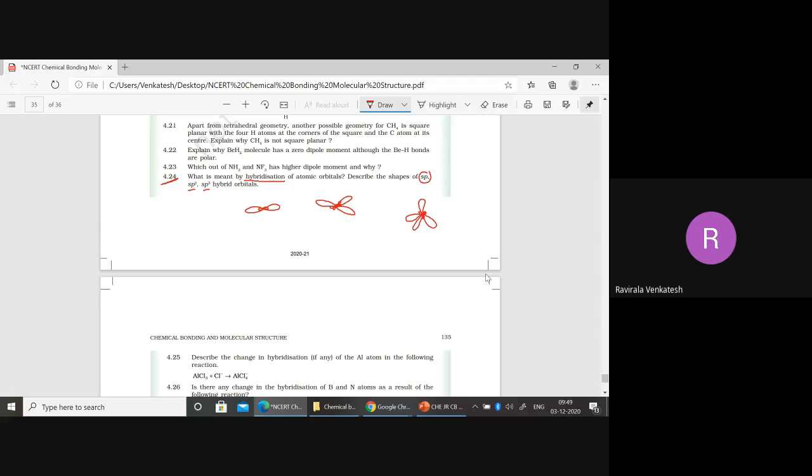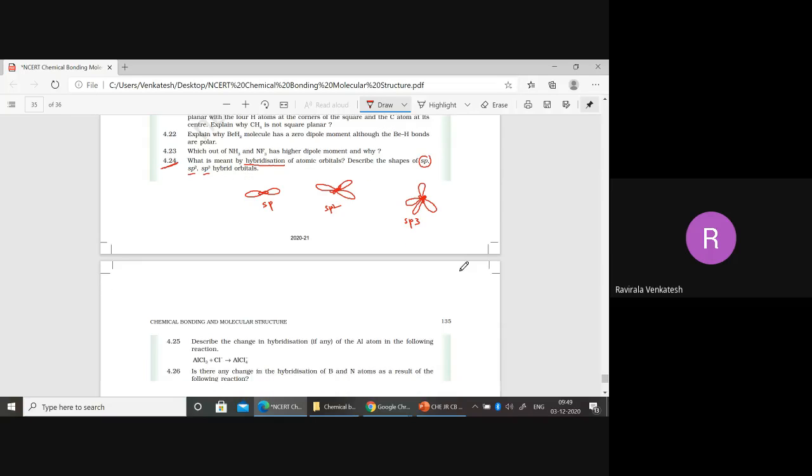Like this. So completed: sp, sp2, sp3. The 2 marks questions are finished now, isn't it? Definition of hybridization, I think everyone knows this one. Now here what happens, it is nothing but coordination compound bond. I will explain these two things here.